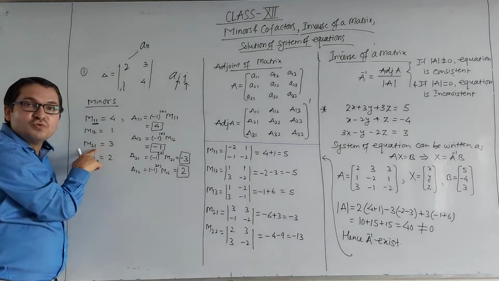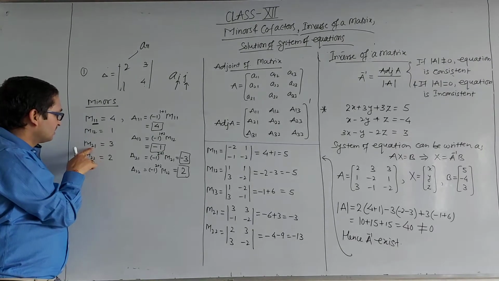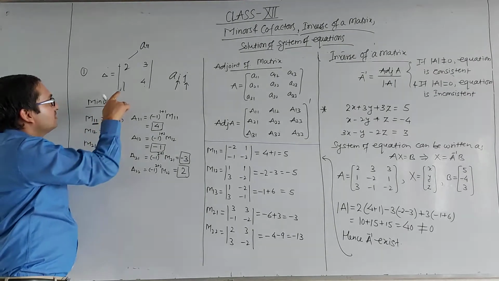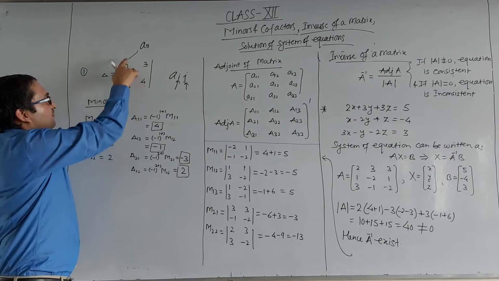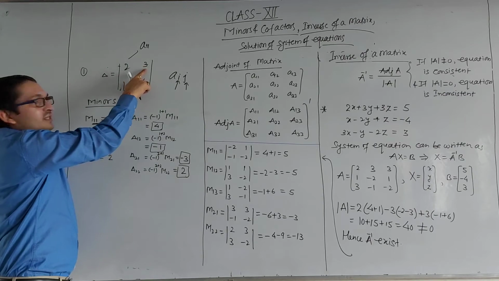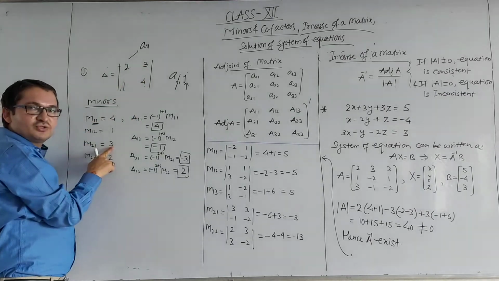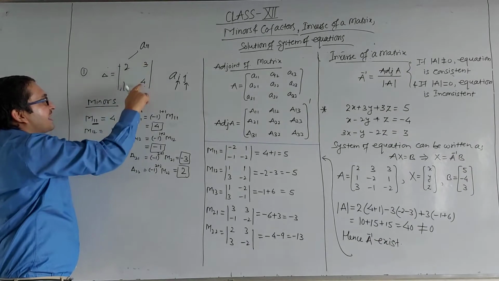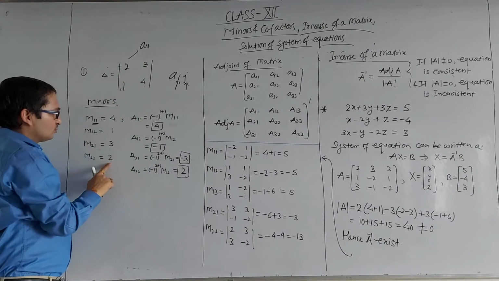Now M21. The first index 2 indicates the row, so second row and first column. You need to cover second row, first column. Then you get 3, so M21 is 3. Now M22, second row, second column, you will get 2. So these are the minors.